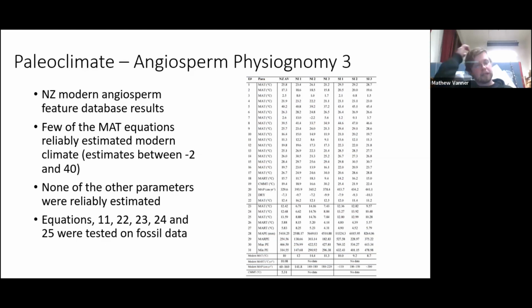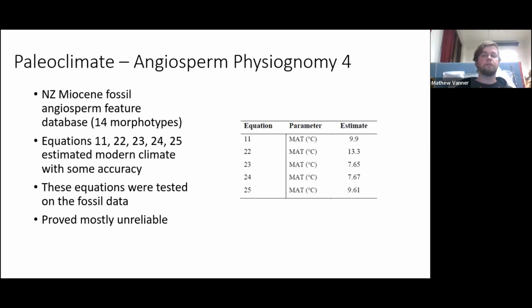Five equations, number 11, number 22, 23, 24, and 25, were actually able to somewhat estimate paleoclimate to some sort of accuracy. Those ones I then took and tested on fossil data, the results of which you can see here. Now, remember we were talking about the New Zealand Miocene having a mean annual temperature of somewhere between 17 and maybe 21 degrees.